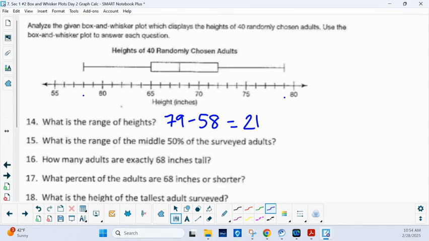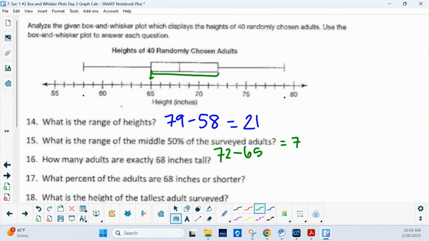It's pretty long. What's the range of the middle 50%? On a box and whisker, what shows us the middle 50%? The box does. So we do the range of the box. What's the high end? What's the quartile 3? 72 minus what's our low end? 65. So the middle 50% range, the IQR, basically interquartile range, is how long?